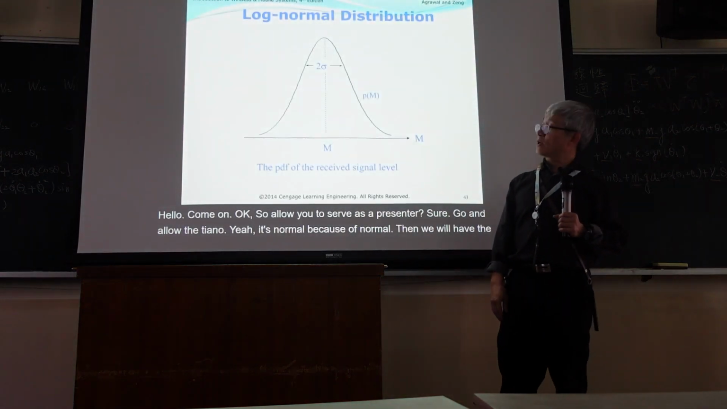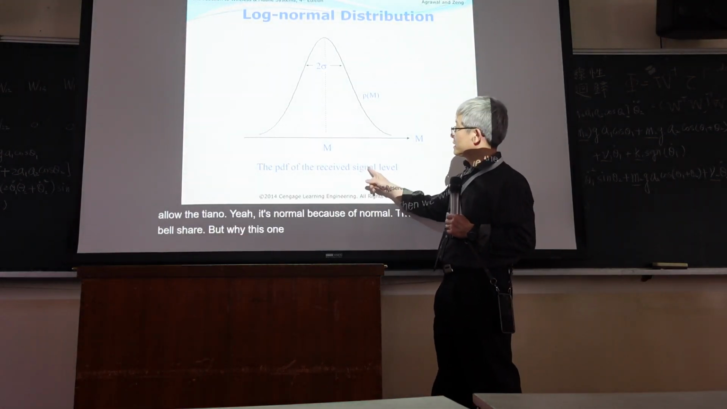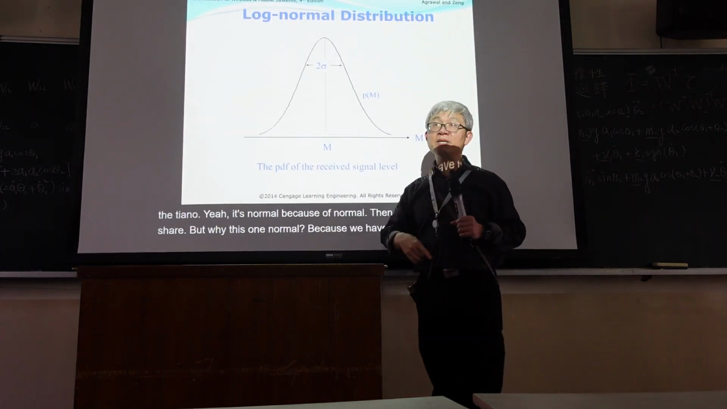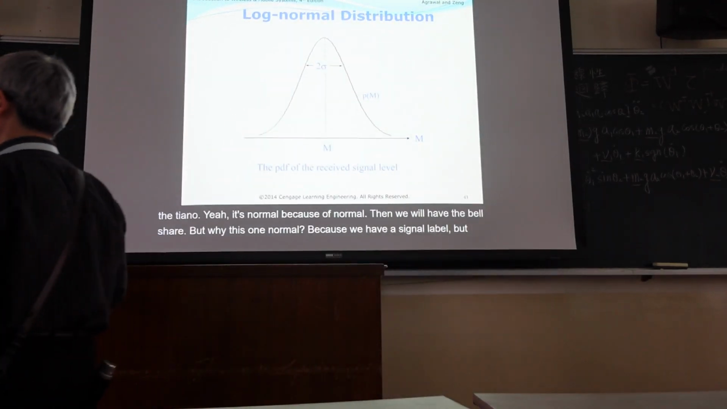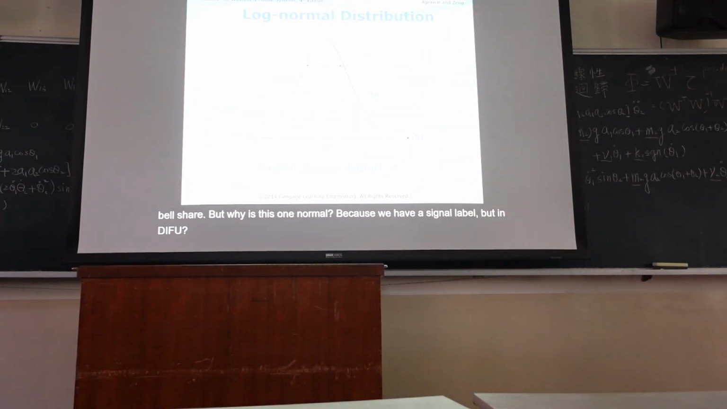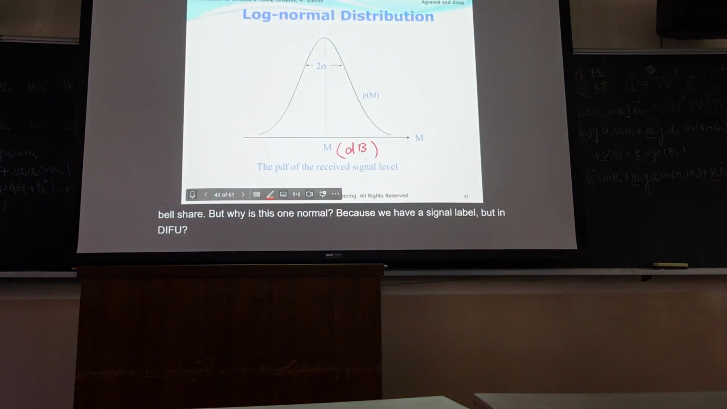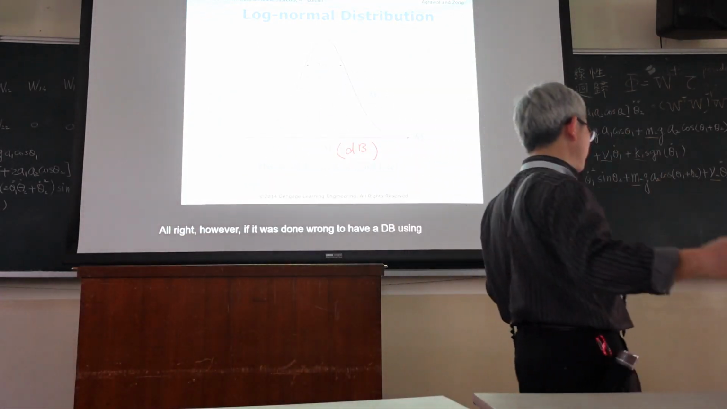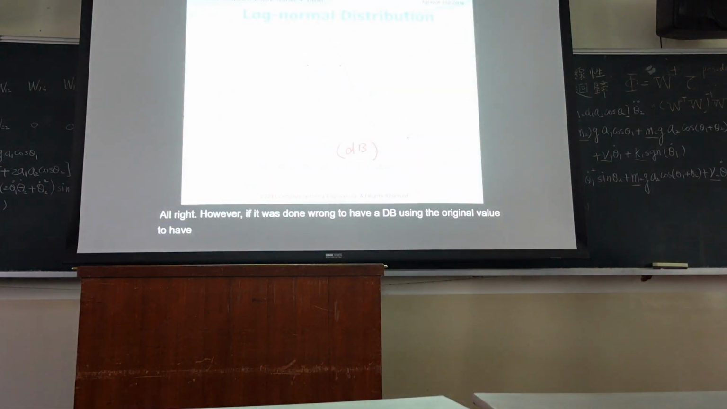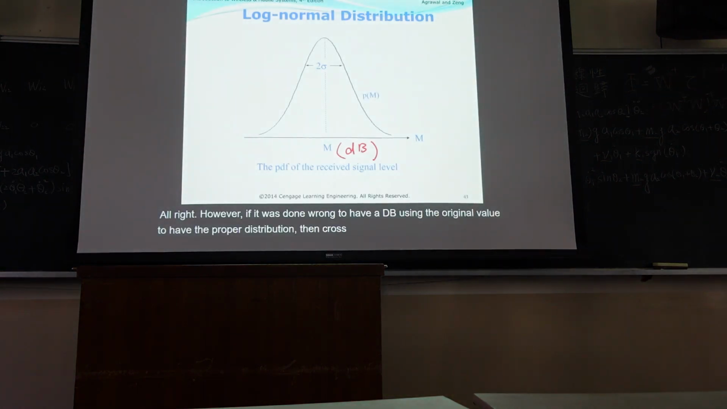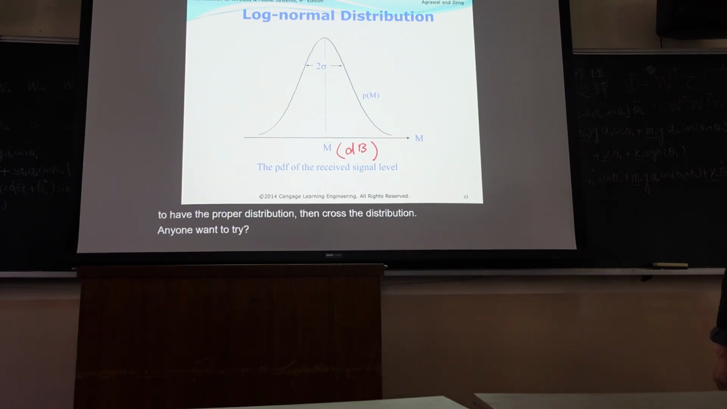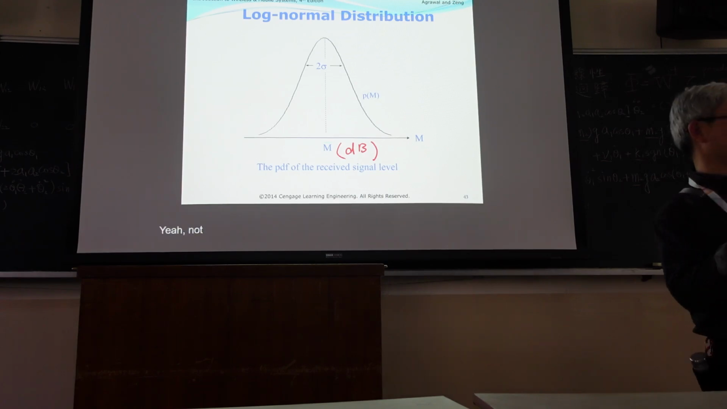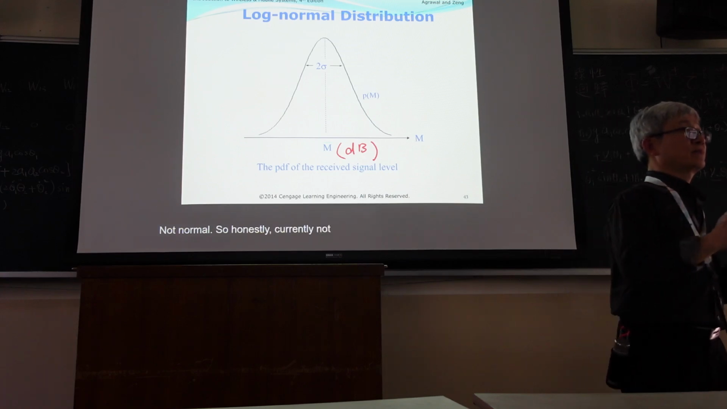But why is this one normal? Because we have a signal level but in dB. However, if we don't want to use dB, using the original value to have the proper distribution, then what's the distribution? Anyone want to try? Yeah, log normal. So understand the current log normal and the normal relationship.